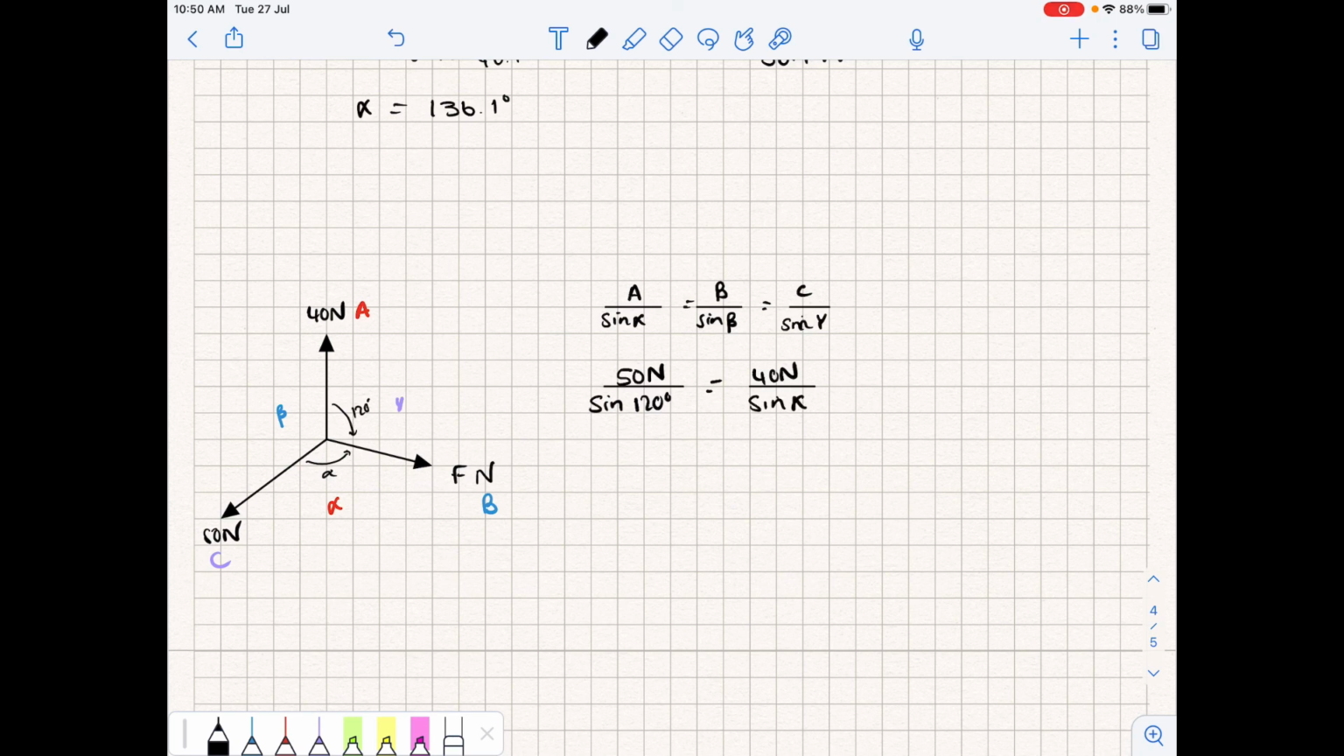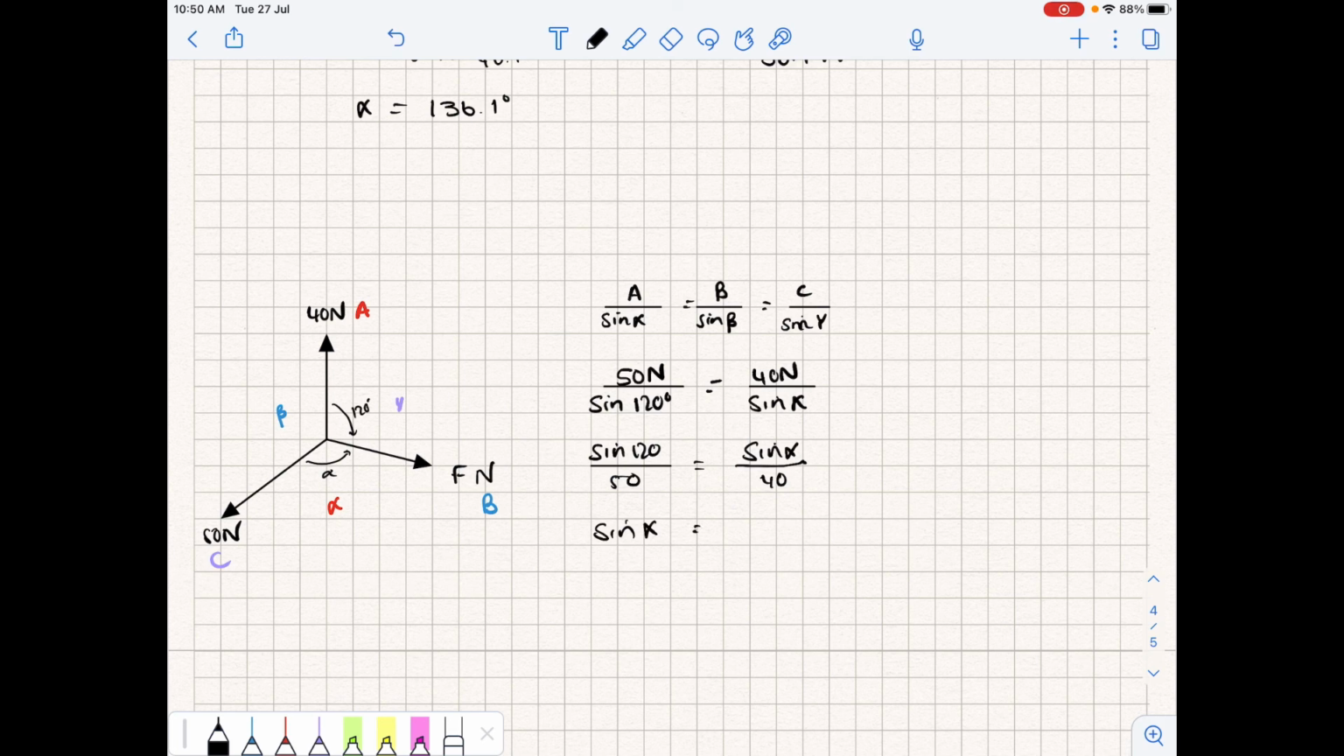Now, this is an equation, so the unknown that we're trying to solve is on the denominator, so we're just going to take the reciprocal of everything. So we can rewrite this as sine 120 over 50 equal to sine alpha over 40. Okay, that's going to give me sine alpha.